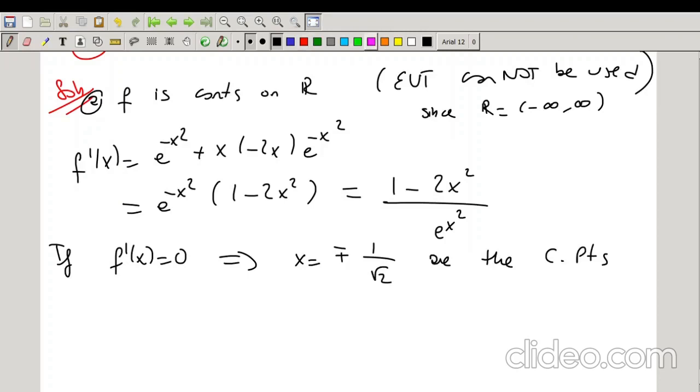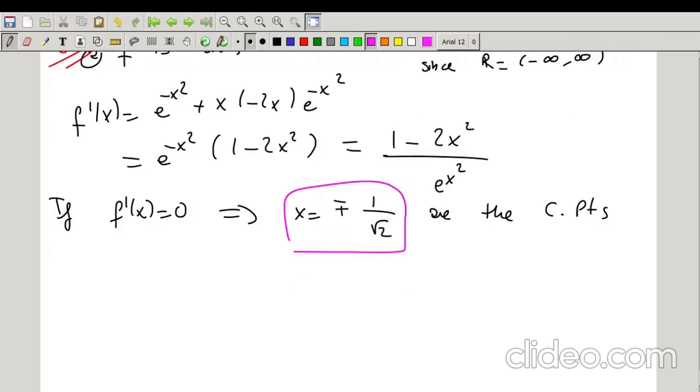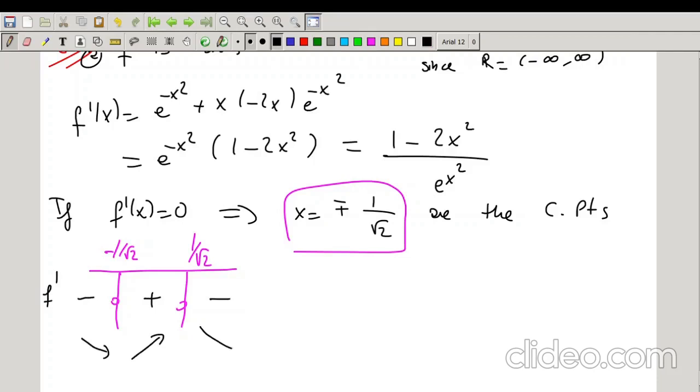This is the first step. And again I sketch a simple table. Minus 1 over square root of 2, plus 1 over square root of 2. There are just these roots. So you see that here we have minus, plus, minus, so we have to start with a minus sign. Here we have f prime, and the behavior of f is decreasing, increasing, decreasing.